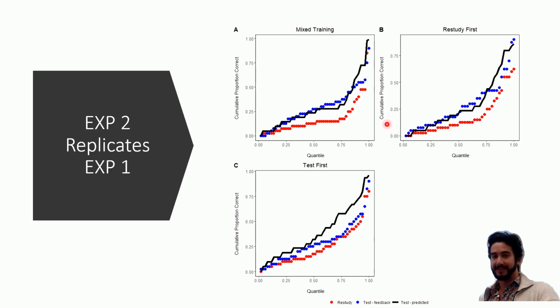In the mixed training, the model does a fairly good job of fitting the data. And in the restudy first group, it also does a fairly good job of fitting the data. And again, in the test first group, it's overestimating the PCT values, largely because the PCR values are coming up closer to the PCT values, where that's not the case so much in the other two groups.